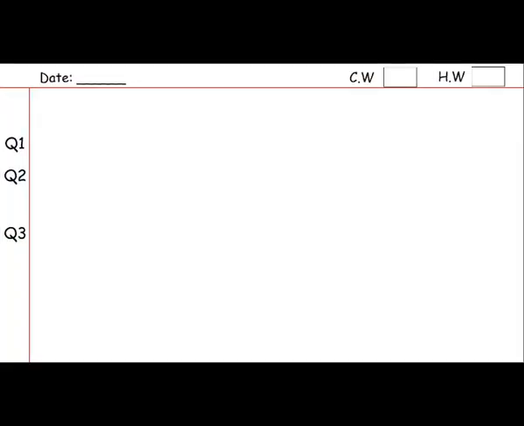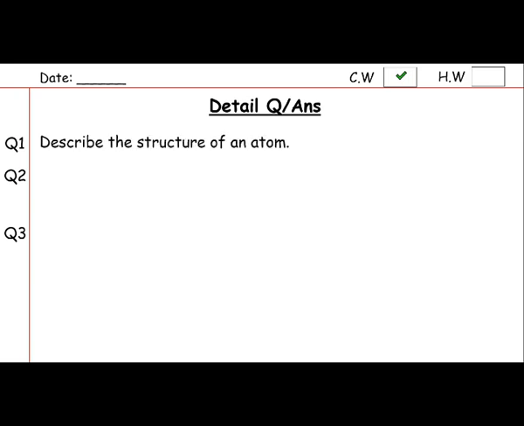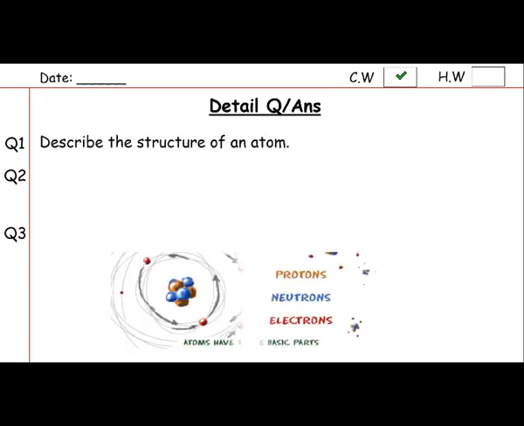So first of all, write the date on the top of your page on the day when you are watching the video, and then tick the CW box. You have to write the heading of detailed question answer on the first line with your black pen and copy out the question number 1 from page 72, that is describe the structure of an atom. We have already discussed about it.